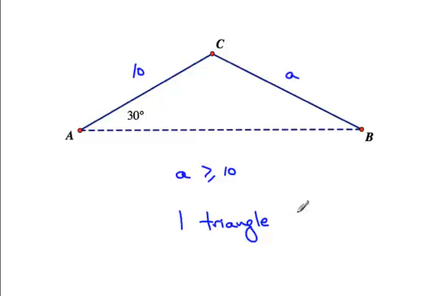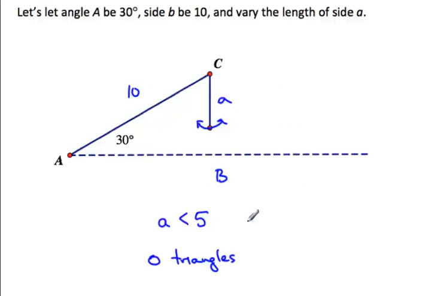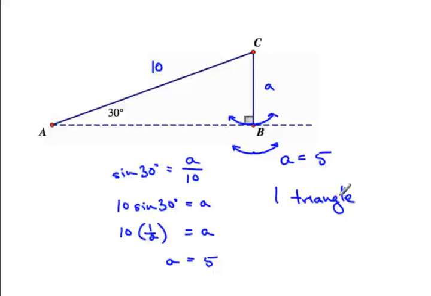So we see that there are 4 different circumstances. To review then, if A is shorter than it needs to be to make a right angle triangle, it's going to form no triangles at all. We can work out this 5 by working out the length required to make a right angle triangle. Using the sine ratio, if A in this example is equal to 5, we get one right angled triangle. If we make it a bit longer, we can now make a triangle this way or this way.